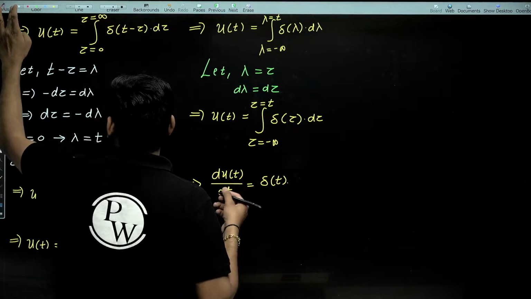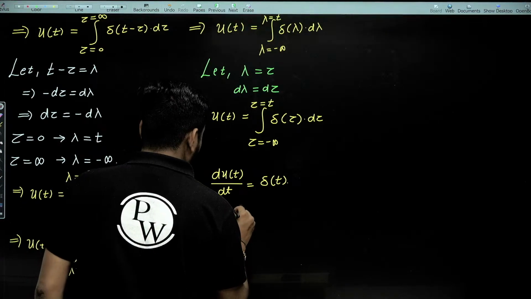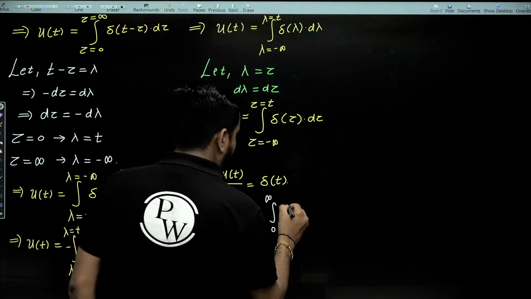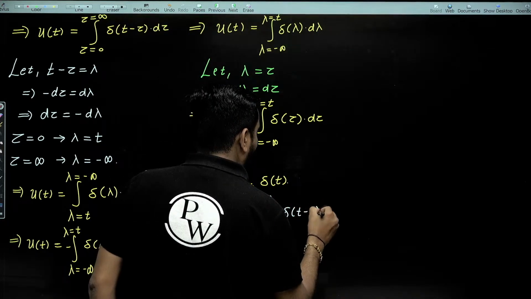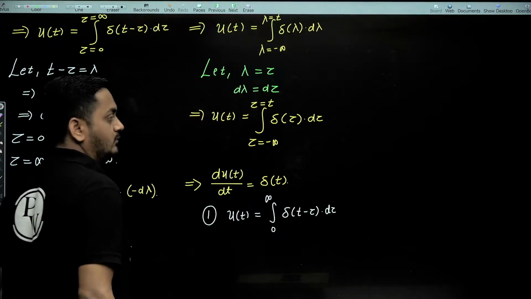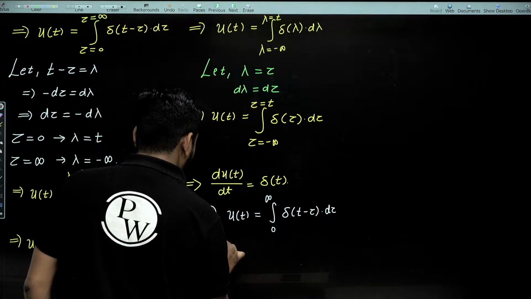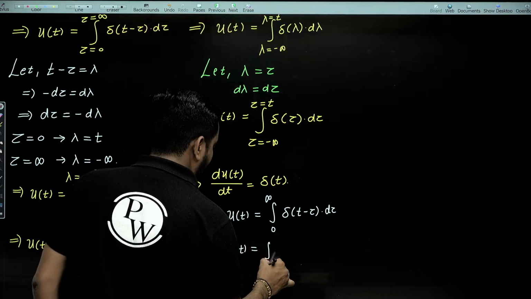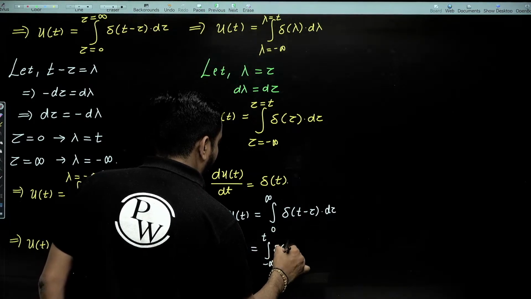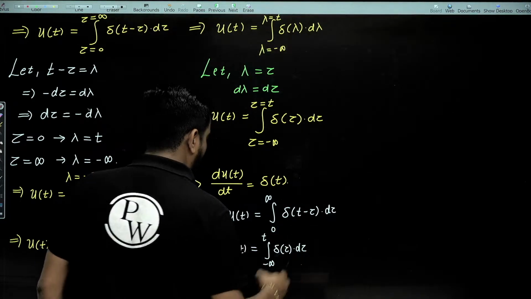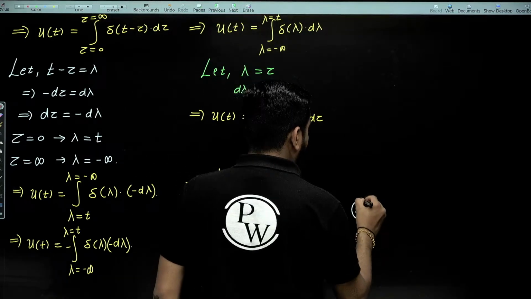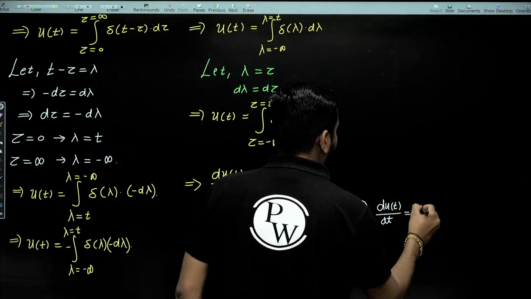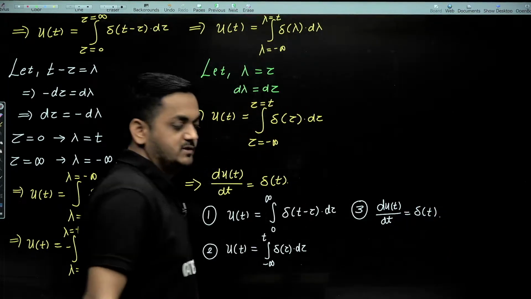So what we got finally, guys: first result, u of t is nothing but the integration from 0 to infinite of del t minus tau d tau. Second result we got, if you replace t minus tau with lambda, the integration from minus infinite to t of del tau d tau. And third result we got, the differentiation of this unit step function is nothing but the impulse function. This is very much important, guys.